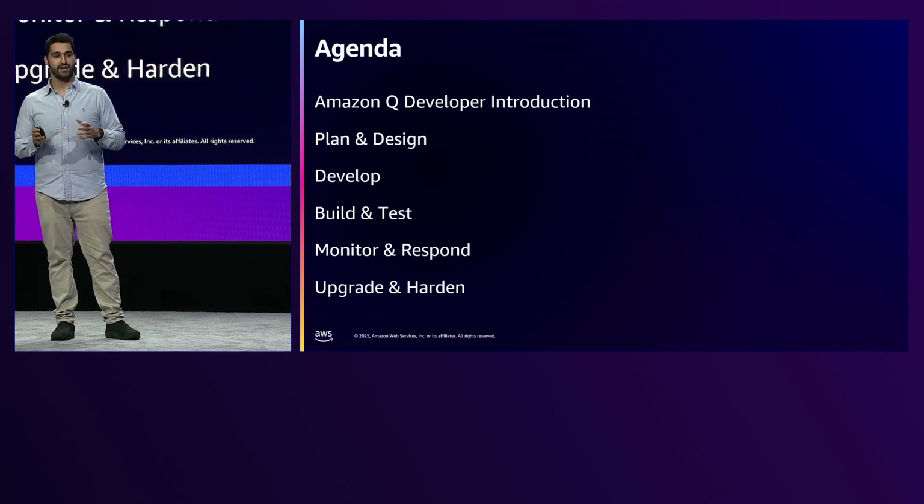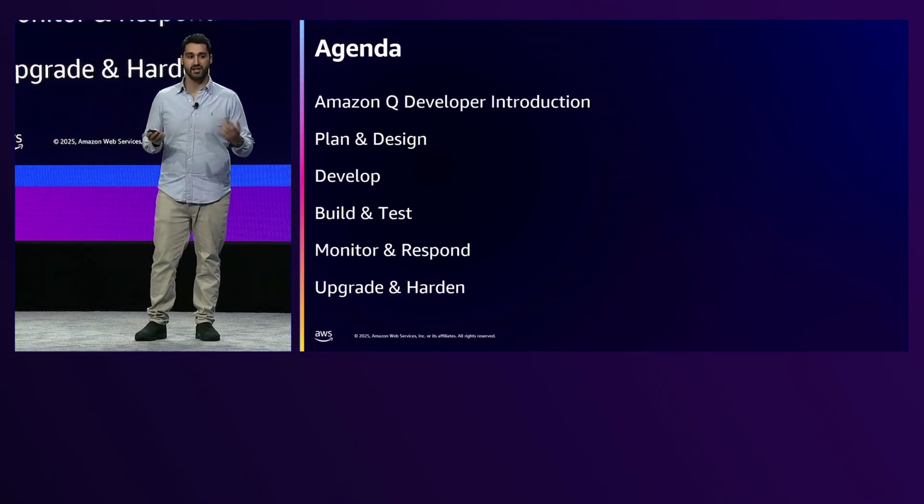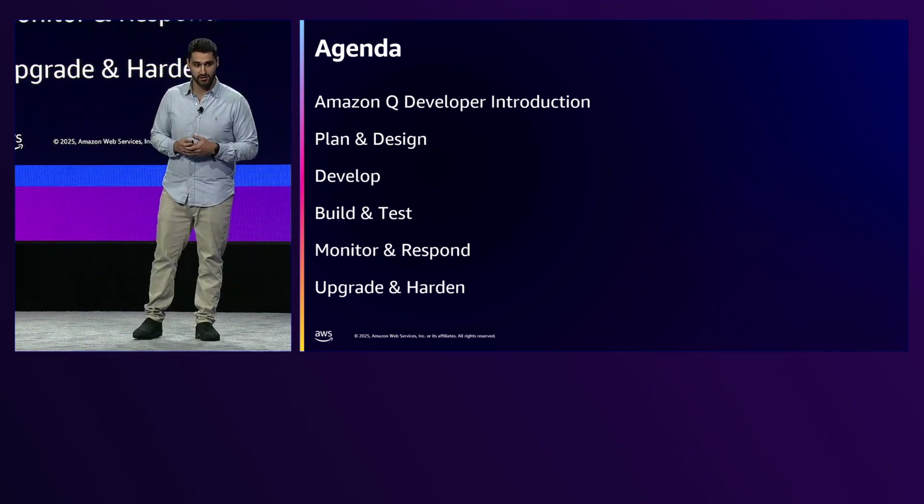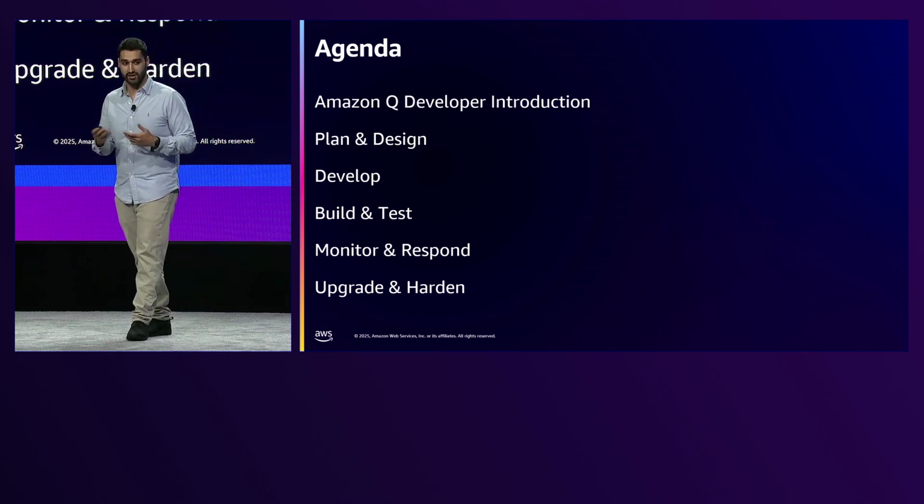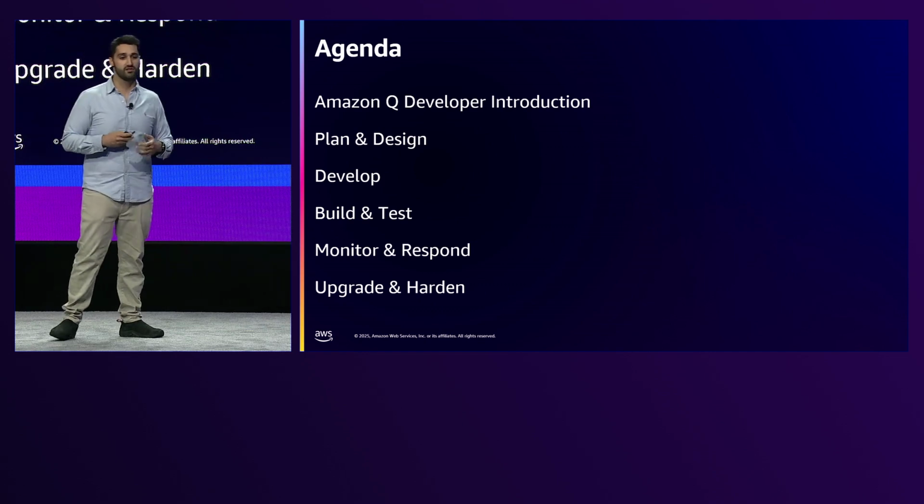Then we're going to touch the build and test, how Amazon Q Developer can integrate into your CI/CD pipelines, your GitHub, GitLab repo, generate code based on PFRs, product feature requests, or run automated reviews in order to identify security issues in your code. Then we're going to touch monitor and respond.